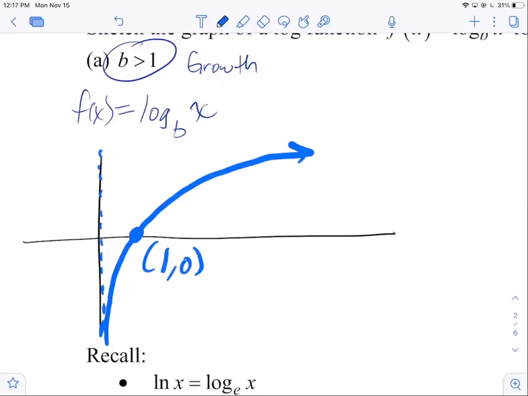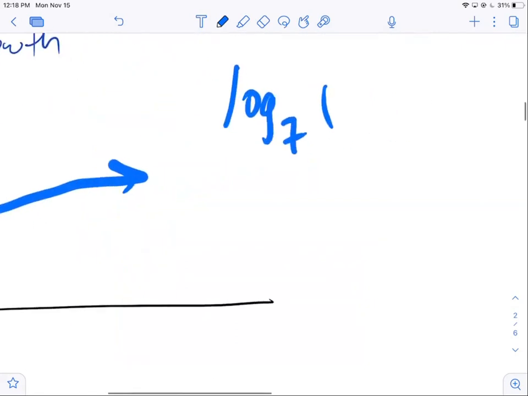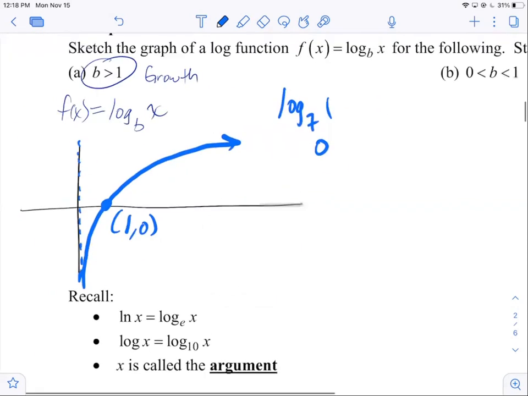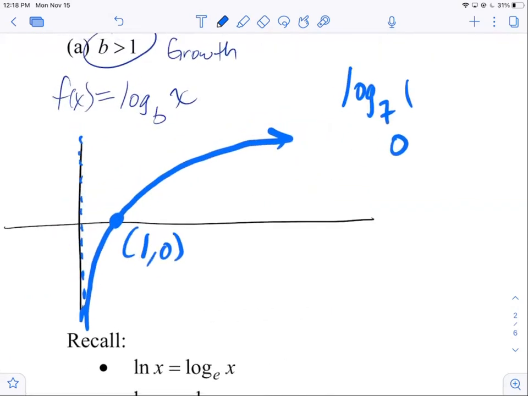So what would log base b of 1 be? What's the natural log of 1? 0. What's log base 10 of 1? 0. What's log base 7 of 1? 0. Let's see why. Log base 7 of 1. We're saying 7 to what power is 1? It's 0, right? So every single one of them passes through the point (1, 0).